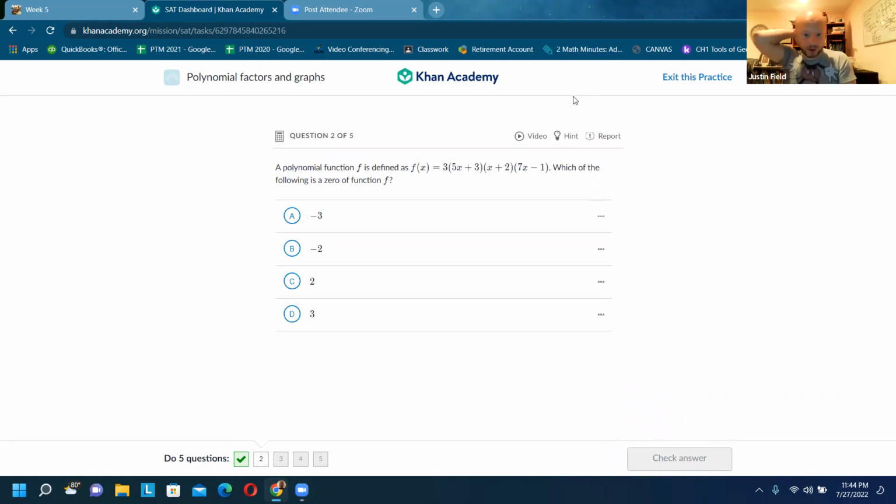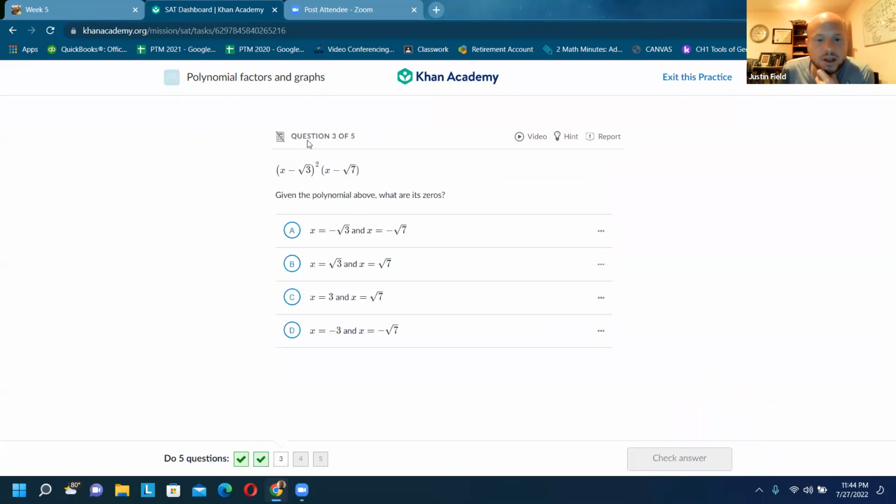A polynomial function f is defined as that. Which of the following is a 0 of the function? Okay, so which is an integer, so it's got to be this one. So it's got to be -2. Because we see +2. Oh, square root. No problem. It's still going to be that the zeros are √3 and √7.